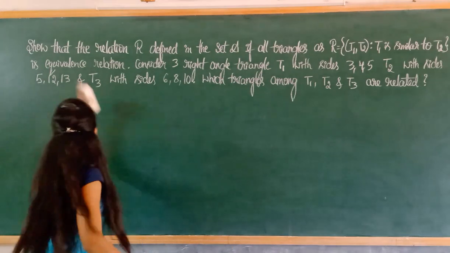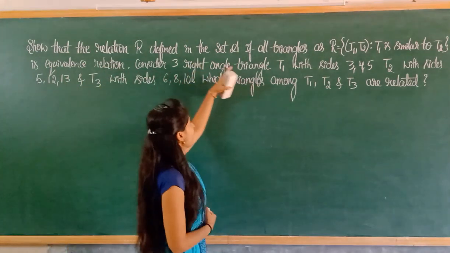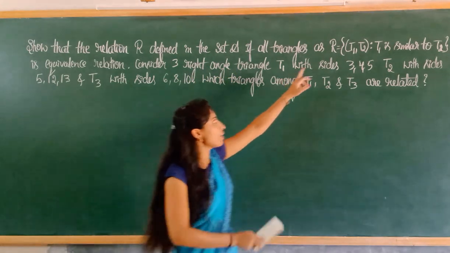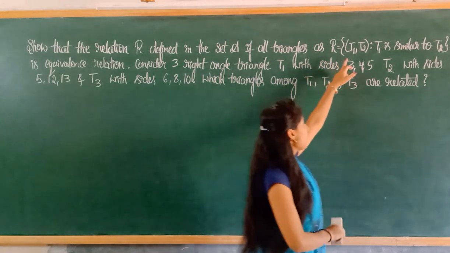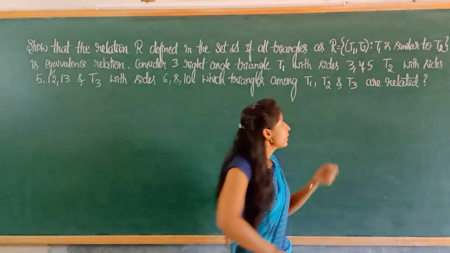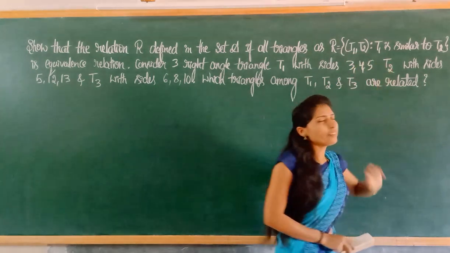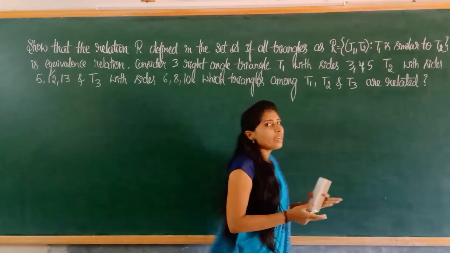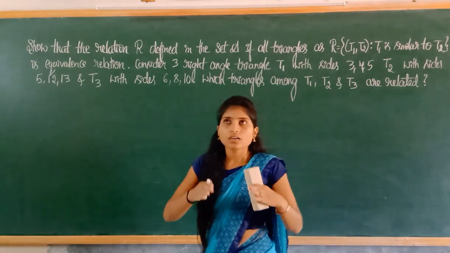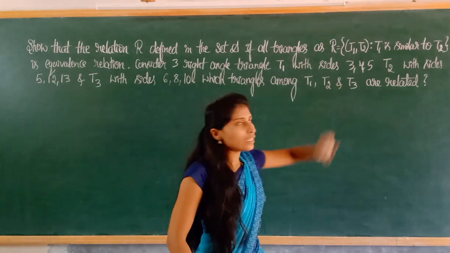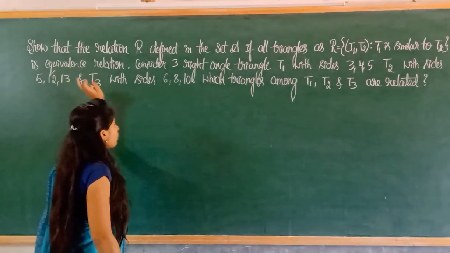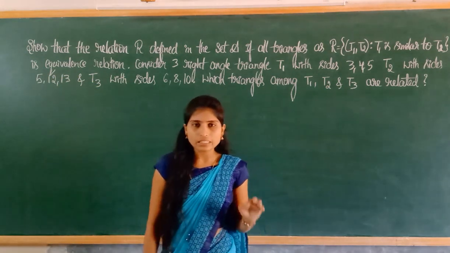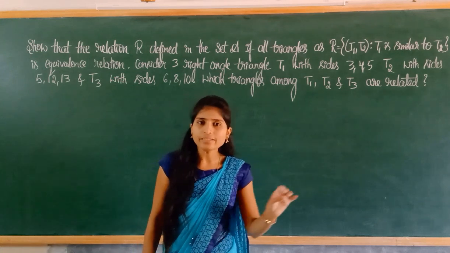Next question is, show that the relation R defined in the set A of all triangles. In set A, they have given all types of triangles. The relation R is the set of all (T1, T2) such that T1 is similar to T2. Similar means if you take any two triangles, their shape should be the same. We have to show that T1 is similar to T2 is an equivalence relation. Equivalence relation means the conditions of reflexive, symmetric and transitive are satisfied.